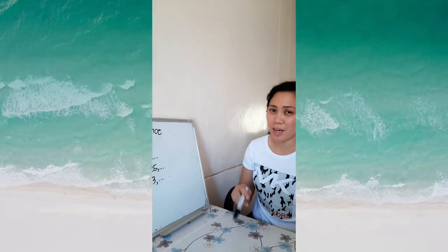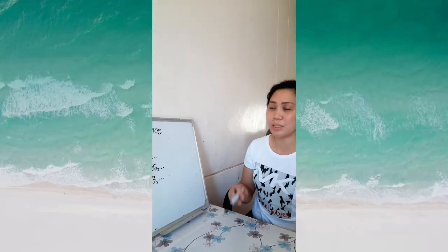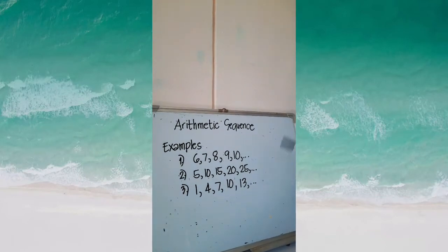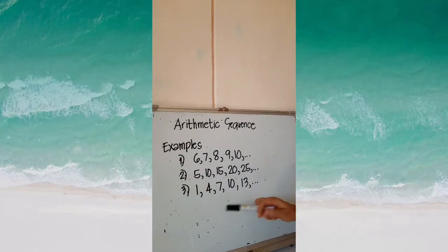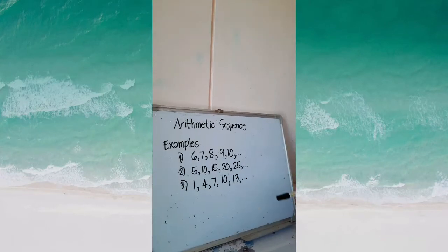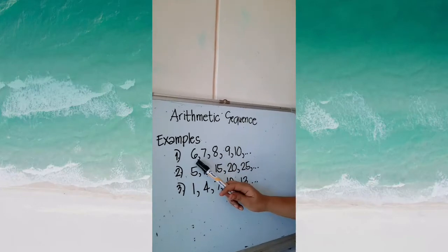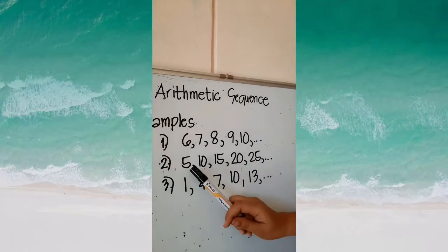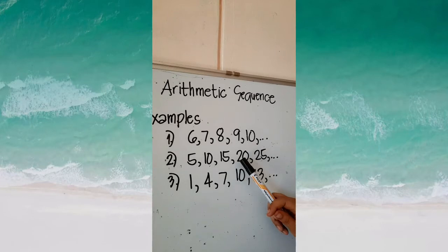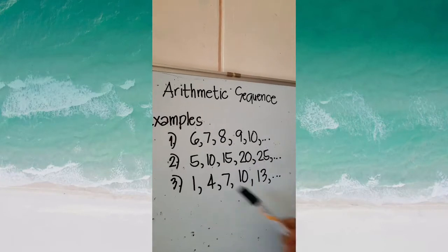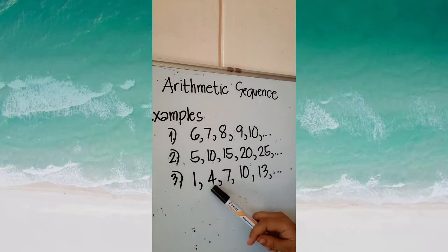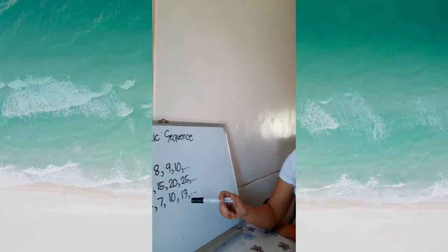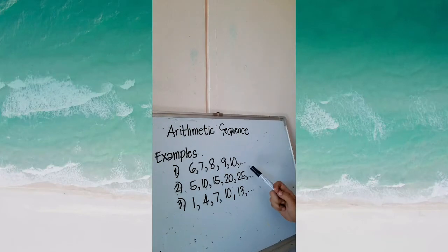There are different kinds of sequences, and one of those is the arithmetic sequence. So what is an arithmetic sequence? You will know that as we go on with the examples. Number 1: 6, 7, 8, 9, 10, and so on. Number 2: 5, 10, 15, 20, 25, and so on. Example number 3: 1, 4, 7, 10, 13, and so on. What have you observed with our given arithmetic sequences?